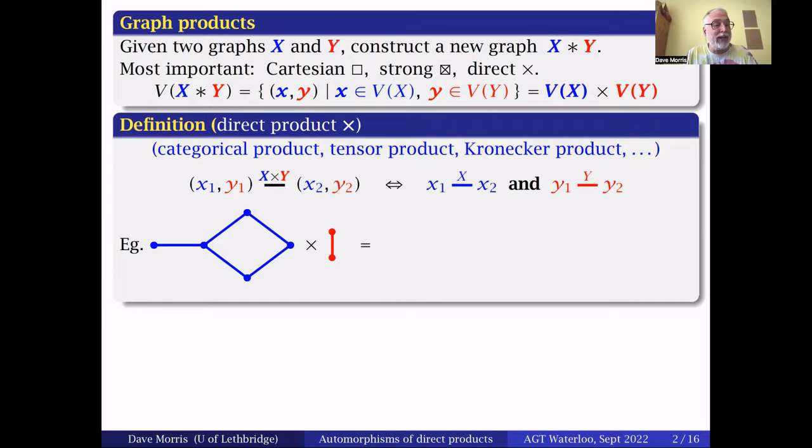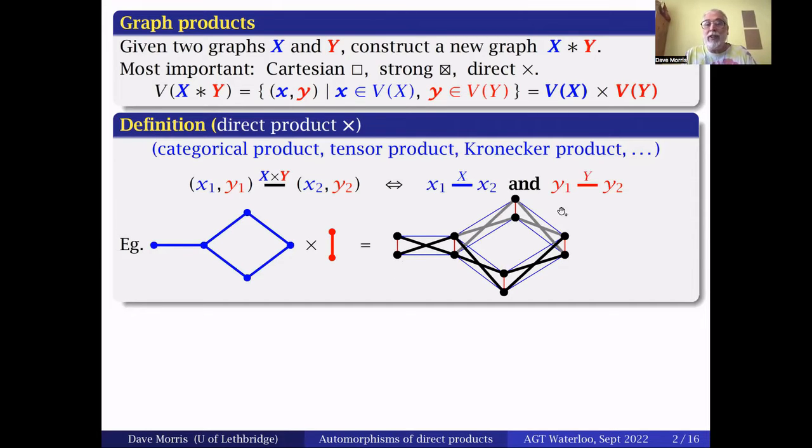The vertex set will be two copies of the vertices of the blue graph. And I don't know if you can see it here, but overall, we sort of see the frying pan, but every vertex has been doubled because we're crossing with K2. And then the edges in the direct product are these crossing edges. Each edge in the original graph gives you two edges in the new graph, and they cross. That's what the direct product looks like.